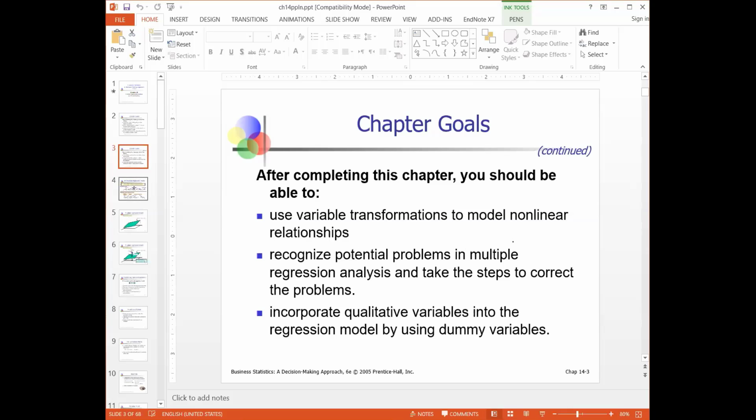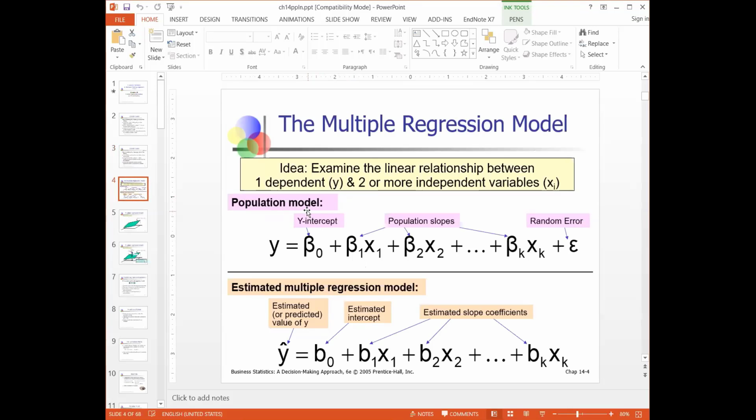So let's move on. In the previous discussion, we saw that the regression line can be written in two ways. First is the population model, where the intercept and slopes are written in Greek letters. You can note that these are Greek notations: beta 0, beta 1, beta 2, beta k, epsilon. And the sample regression, which is the estimated model, uses English letters: b0, b1, b2.